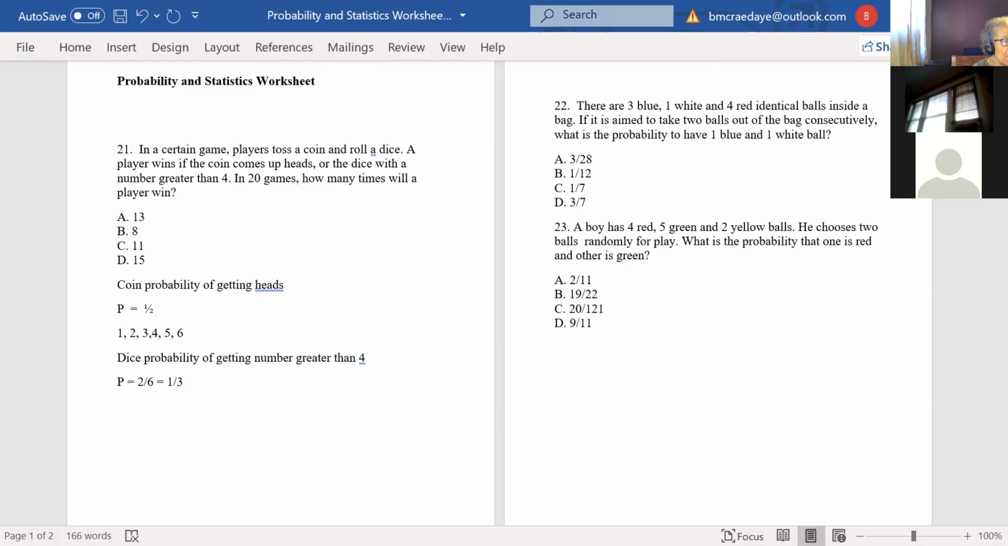Now, it says in 20 games, how many times will a player win? So the probability of getting heads or greater than 4 would be 1/3 times 1/2, because it's the probability with the coin times the probability of the die. Okay, all right. Hold on one minute. Let's see.